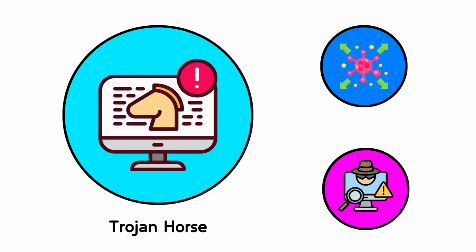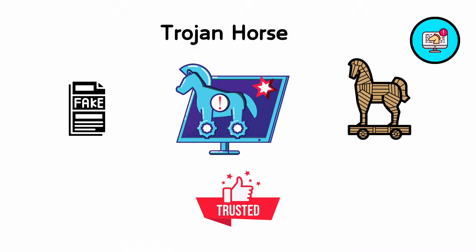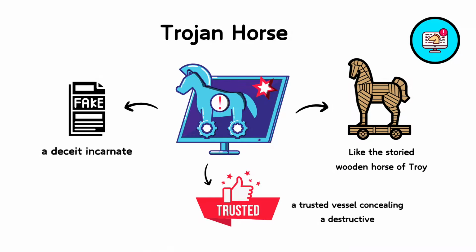Trojan Horse. The Trojan Horse is a deceit incarnate, a seemingly harmless software that invites itself into your digital domain only to unleash malicious functions from the inside. Like the storied wooden horse of Troy, it's a trusted vessel concealing a destructive force within.